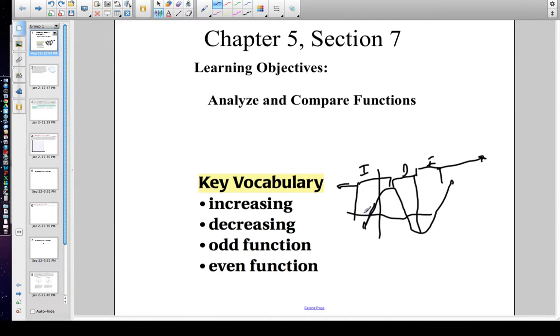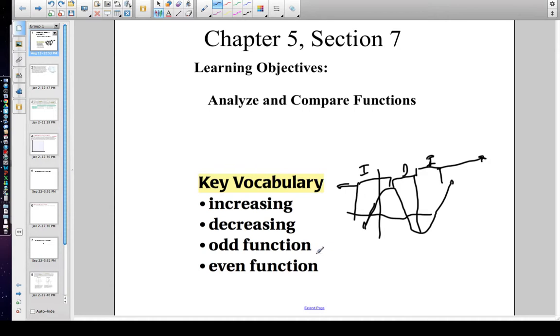So again, if I said a cubic function, from negative infinity to this point, the graph is increasing. From this point to this point, it's decreasing. And from this point to positive infinity, the graph is increasing. So that's the idea of increasing and decreasing. It's just measuring the trends in the graph.